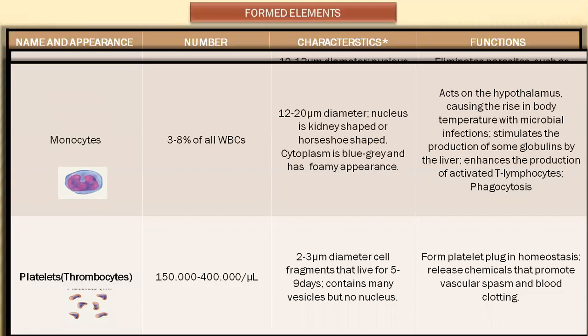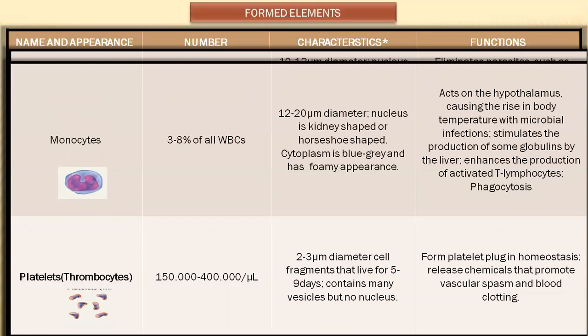And the monocytes can also stimulate the production of some globulins by the liver, and also enhance the production of activated T lymphocytes. And they're also involved in phagocytosis.